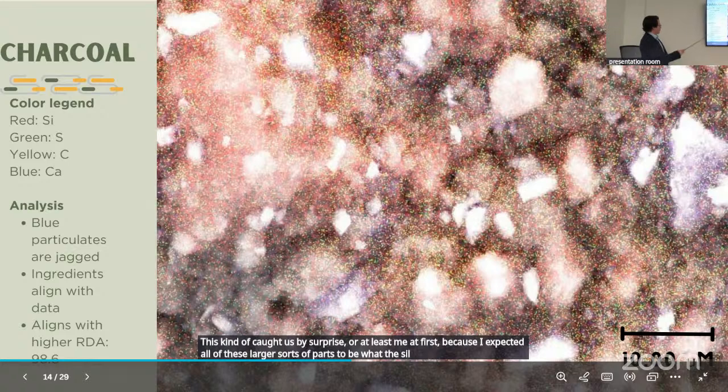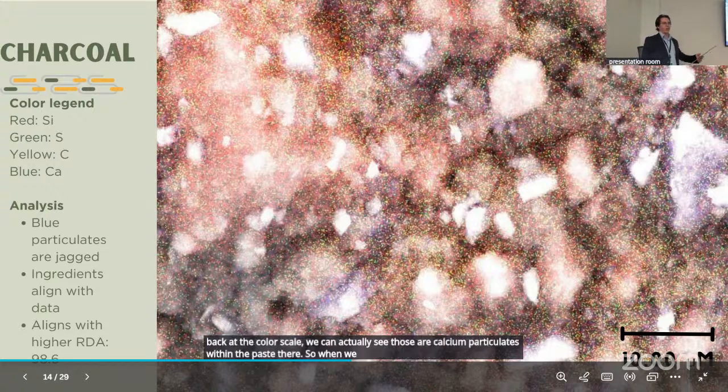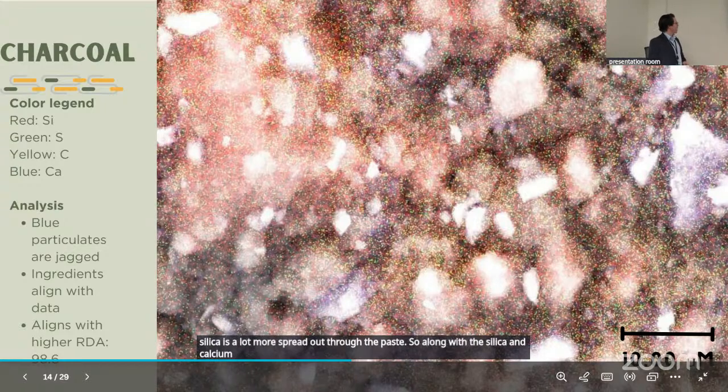But if we look back at the color scale, we can actually see those are calcium particulates within the paste there. So when we first saw it without any colors, we thought, oh, it looks pointy. That must be the abrasive agent. But it turns out the silica is a lot more spread out through the paste. So along with the silica and calcium, we have sulfur and carbon.